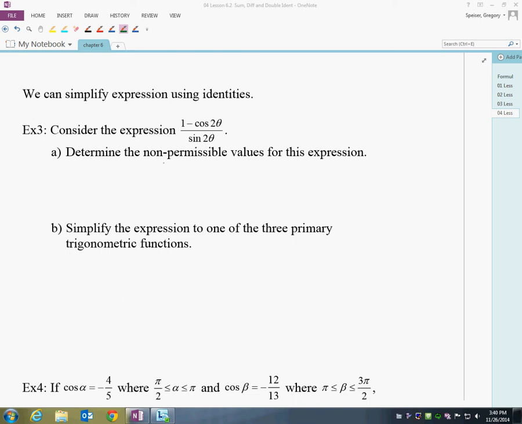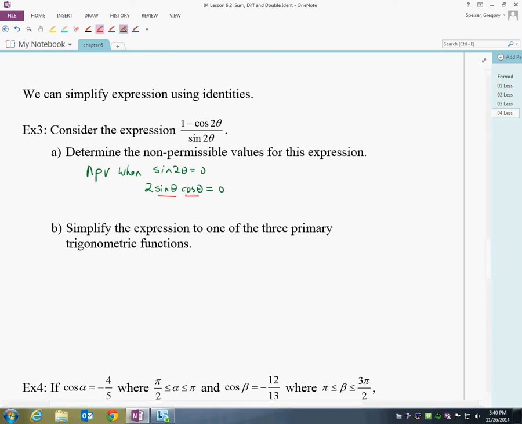So really, we're going to have a non-permissible value when the denominator sine of 2 theta is equal to 0. So that's what we're going to look for. So the sine of 2 theta, if we go and check out on the formula sheet, is equal to 2 times the sine of theta times the cos of theta. So when is that equal to 0? Well, it can happen when this factor is equal to 0 or when this factor is equal to 0.